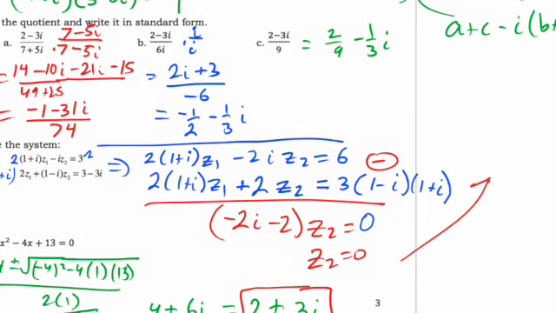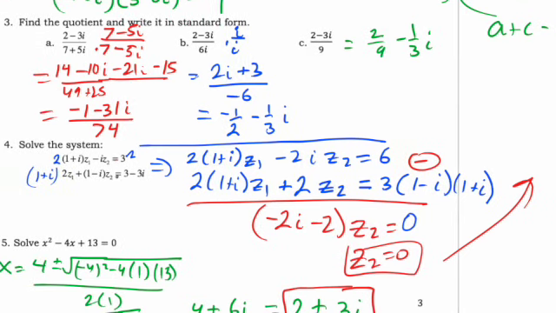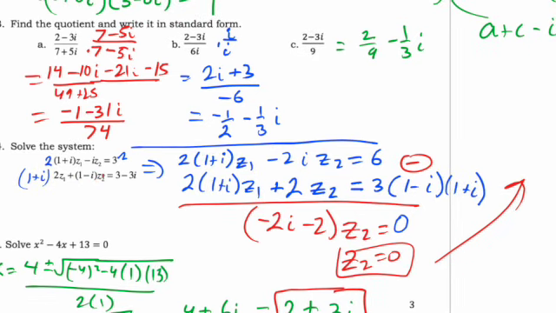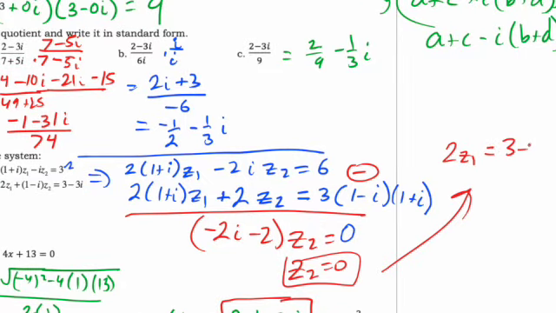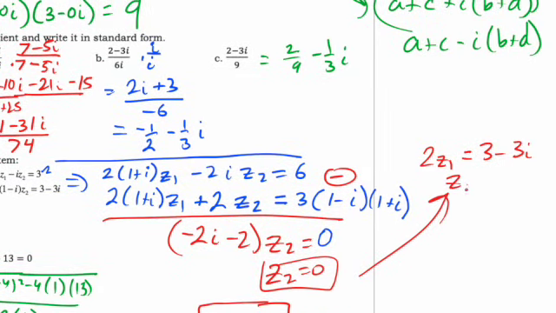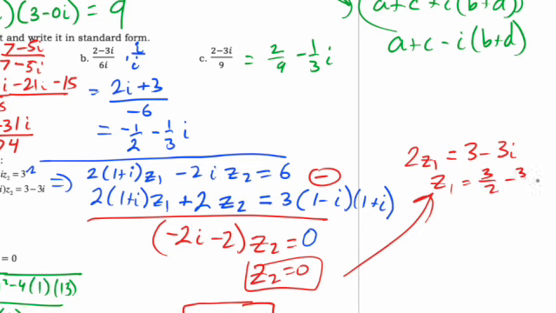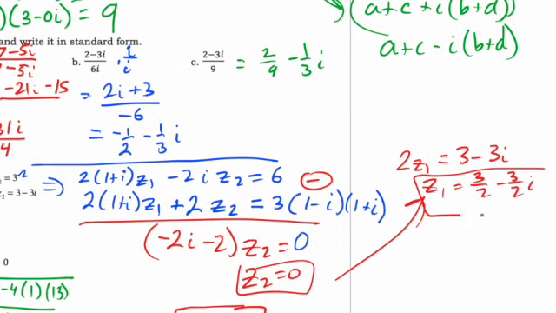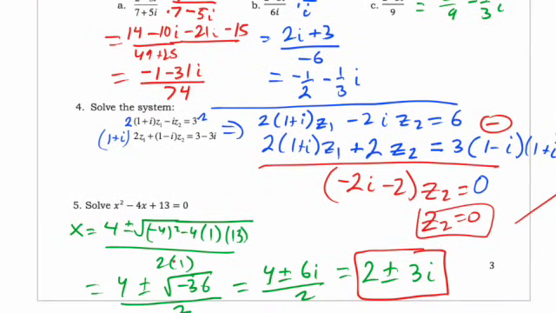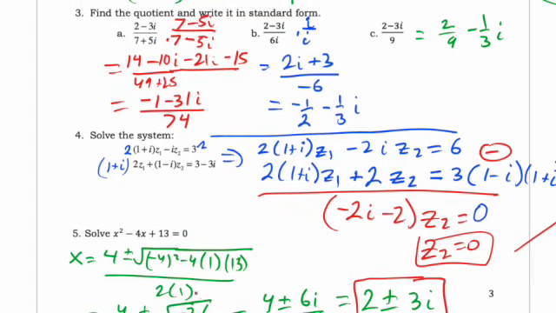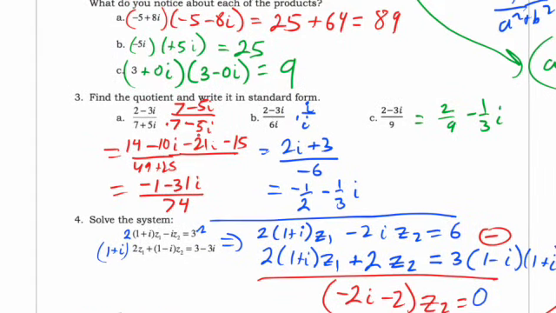And then we can get z1 by simply substituting into one of these equations, probably the second one, because if z2 is 0, that works out nicely, right? So we're going to have 2z1 equals 3 minus 3i. So z1 equals 3 over 2 minus 3 over 2 i, written in standard form. So you can solve simultaneous equations, you can get roots with complex numbers, and you can do lots of arithmetic with complex numbers.